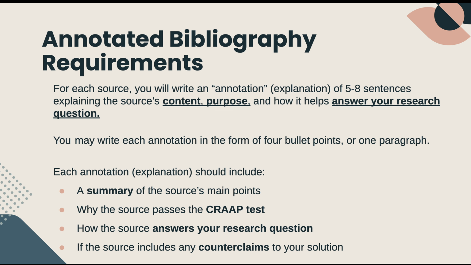The last part is to add what we call annotations, really explanations. For each source, you're going to be writing an annotation of 5 to 8 sentences that explain the source's content, purpose, and how it helps answer your research question. So you can be filling in the underlined parts on your blanks. This is just information about what you're doing next. You may write these annotations either in the form of bullet points, which I'll show you what that looks like, or you can choose to do it in one paragraph.